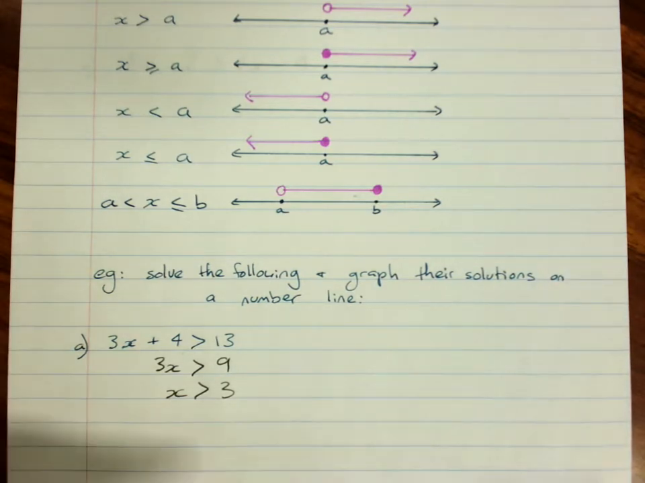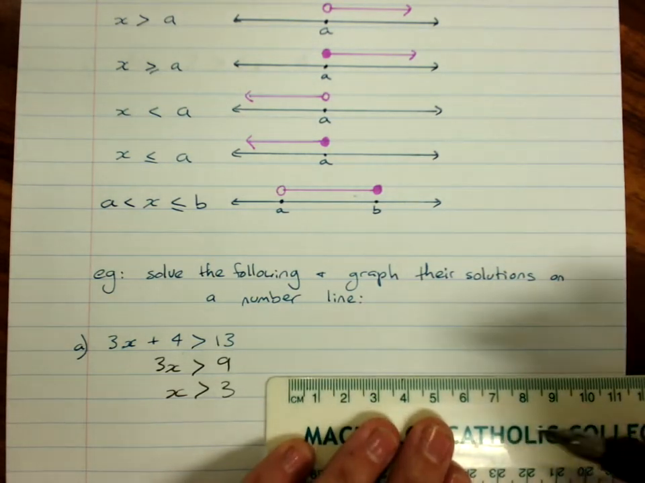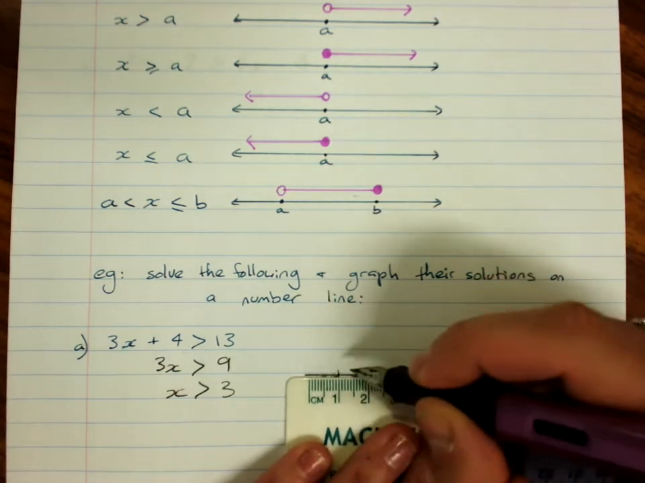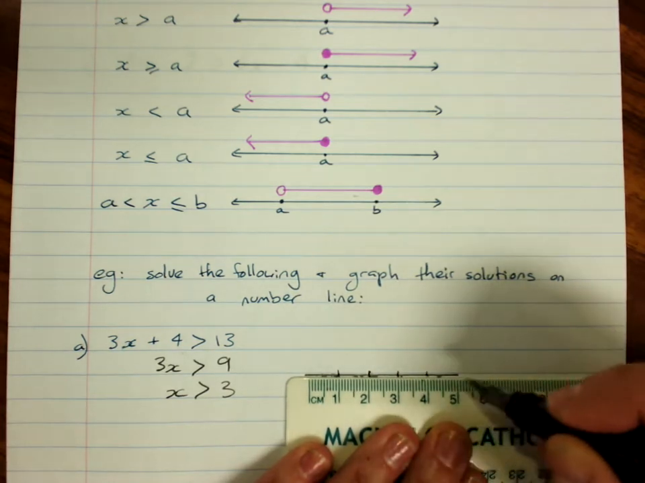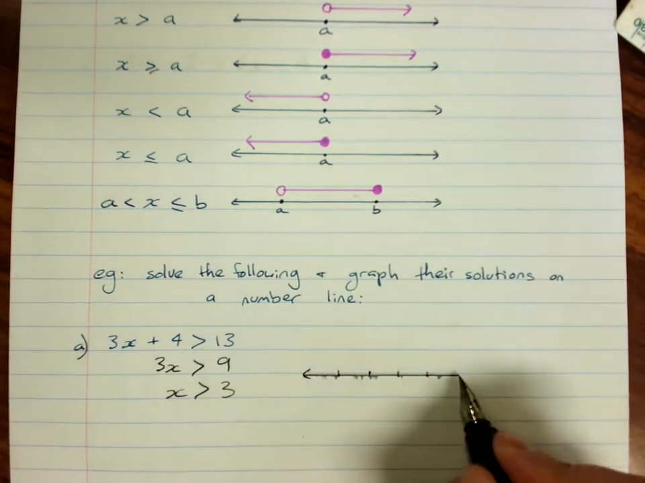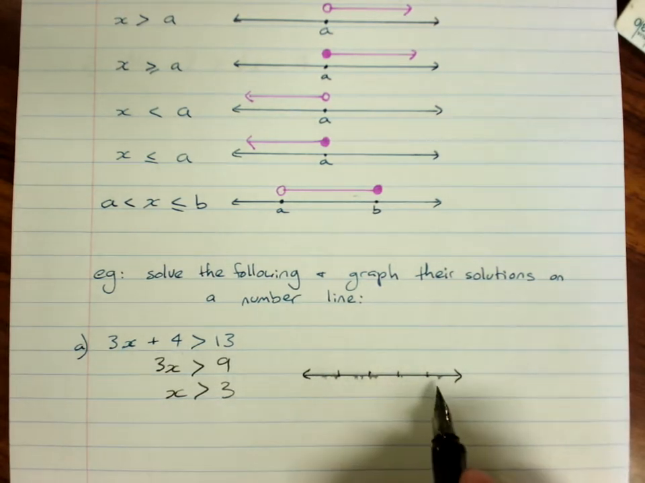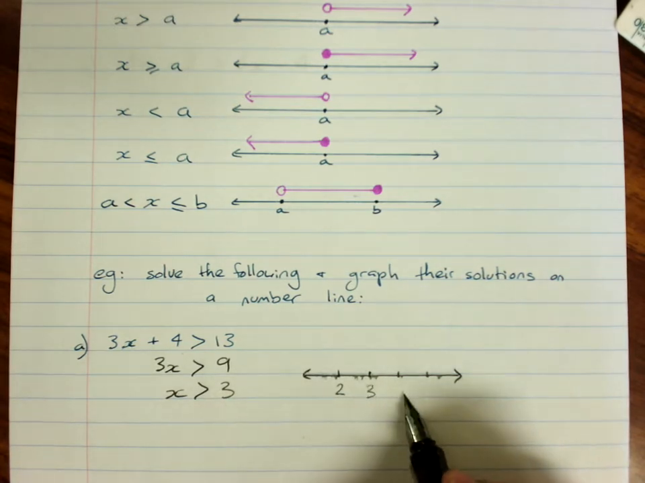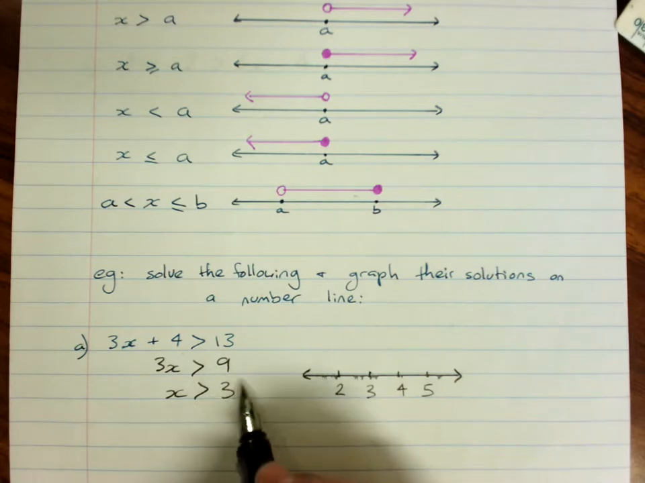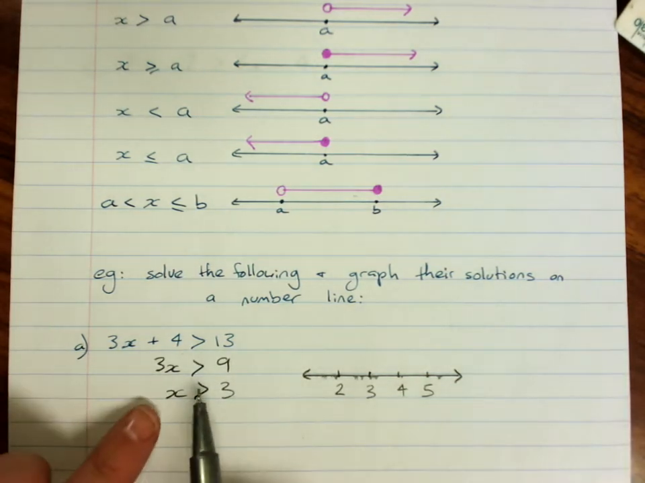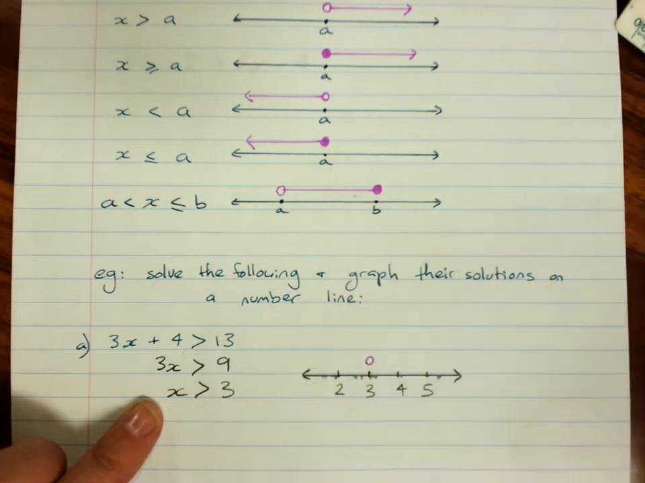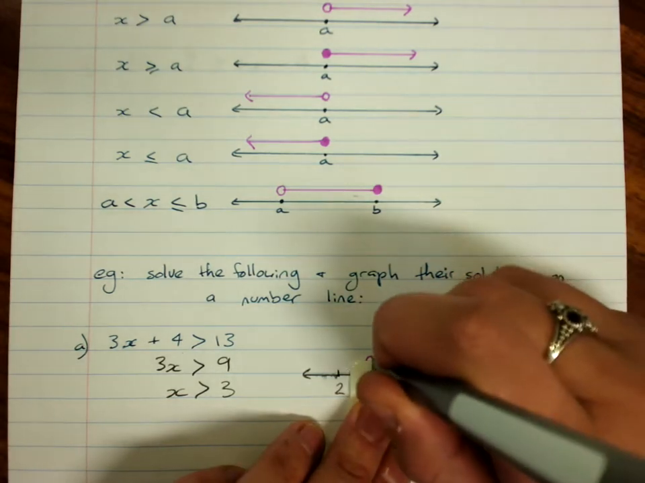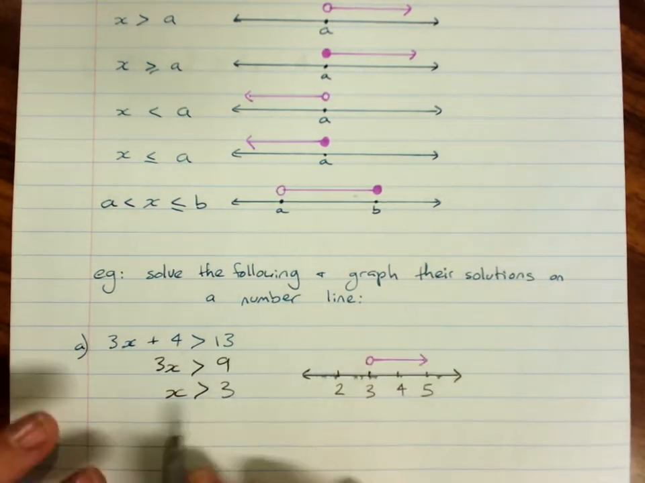When we're then asked to graph the solution on a number line, please use a ruler, preferably not with a fountain pen that's going to make a mess like mine just did. Please make sure your gradations are even, with arrows on either end. Make sure you've got enough digits that you're showing a few numbers either side of the number that we're going to be graphing. Put your circle over 3. Do not colour it in because x can't equal 3. X is greater than 3, so we're going this way. We have solved and graphed the solution.